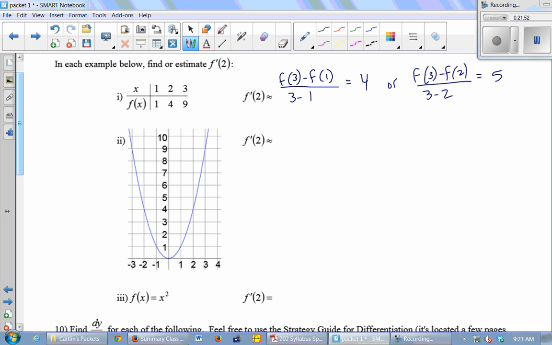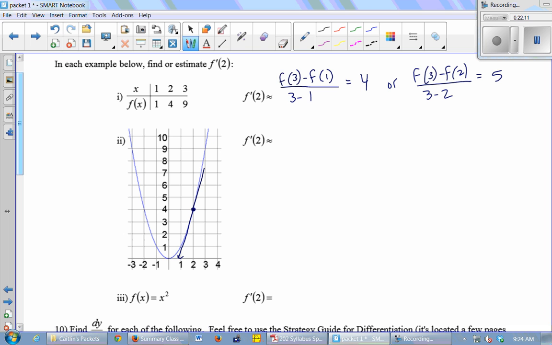All right, how about if you're given a graph? Here's a graph of a function. How would you estimate or find f prime of 2? Yeah, so we could go over to 2, draw a tangent line to the curve at x equals 2, and then find its slope.